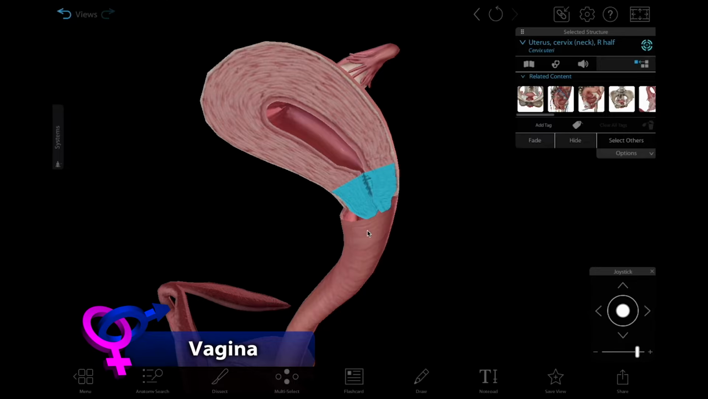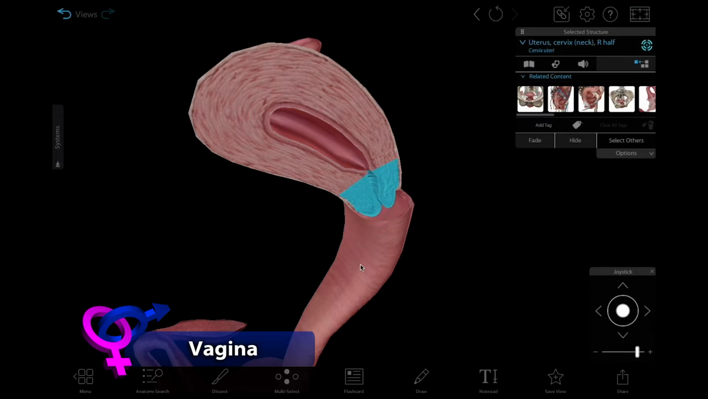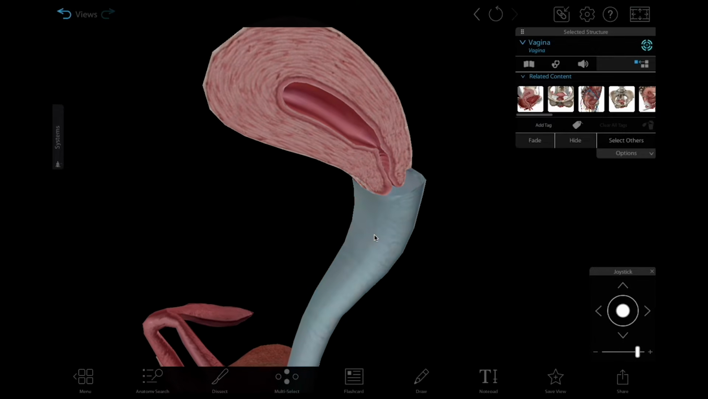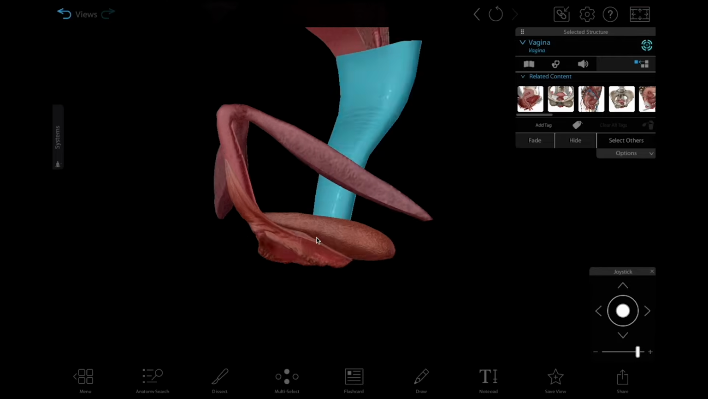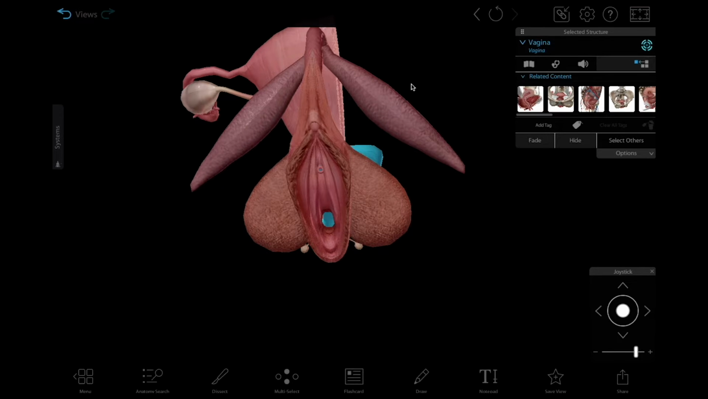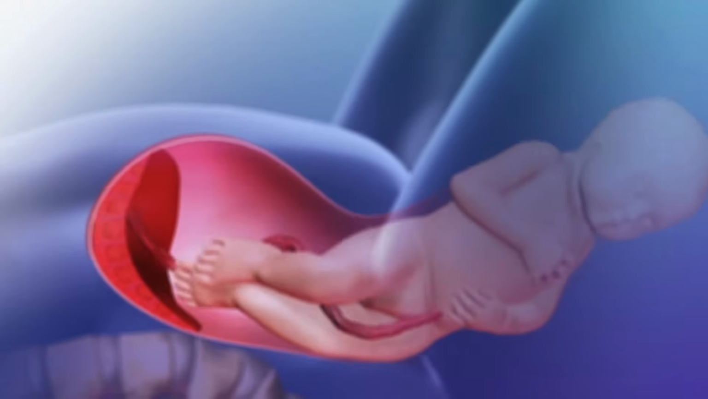The vagina extends from the cervix, the neck of the uterus, to the vestibule, which is part of the external genitalia. The vagina carries menstrual flow out of the uterus, receives the penis during sexual intercourse, and serves as the birth canal during labor.